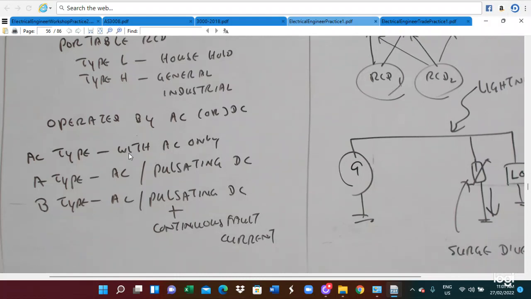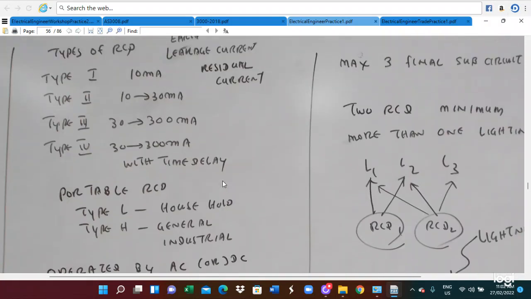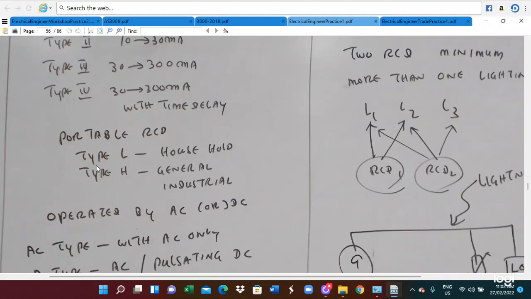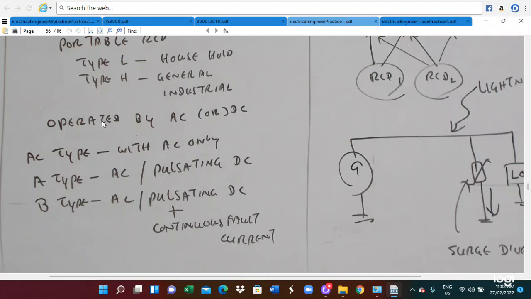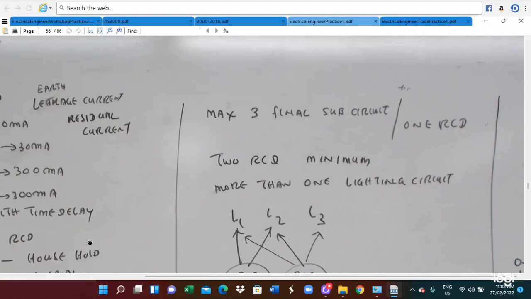AC type is where you can use AC only, and type A is AC, and also you can utilize a percentage of DC. Type B, you can utilize the AC, percentage DC plus continuous fault current. So those are the fault current ratings. You have to select the RCD type 1, type 2, type 3, type 4. And portable RCDs are type L and type H depending on household and general industrial. And whether you are using AC or DC, you utilize the AC type, A type or B type. So this is the way you utilize the RCD.